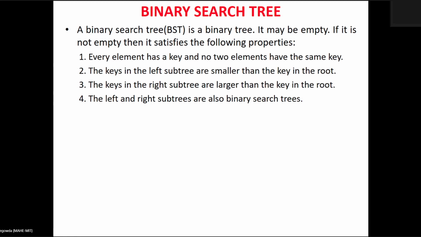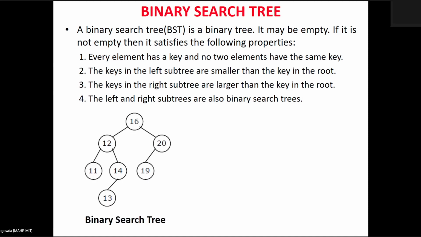The second property is that the keys in the left subtree are smaller than the keys in the root node. The left subtree nodes should always have values less than the root. Similarly, the keys in the right subtree must be larger than the keys in the root node or parent node. All the values in the right subtree should be larger than the value in the root node. And the last property is that the left and right subtrees are also binary search trees, meaning they should also satisfy the binary search tree properties.